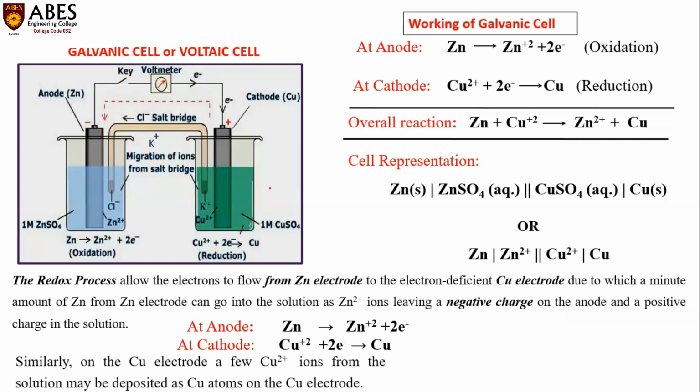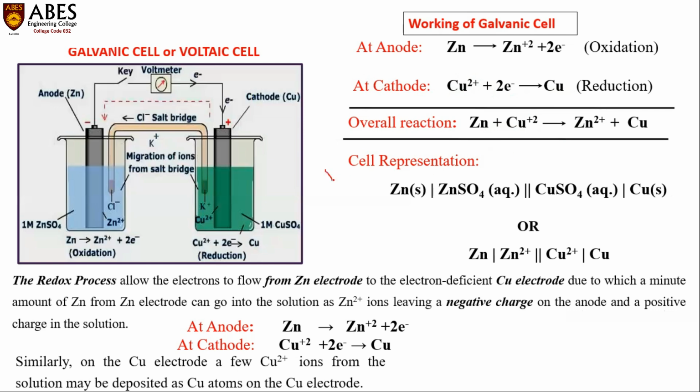Now, how can we represent the cell? As we know, on the anode side, zinc is going to oxidize and form Zn2+. And on the cathode side, Cu2+ is accepting 2 electrons and converting to Cu. So the overall reaction would be Zn plus Cu2+ equals Zn2+ plus Cu.